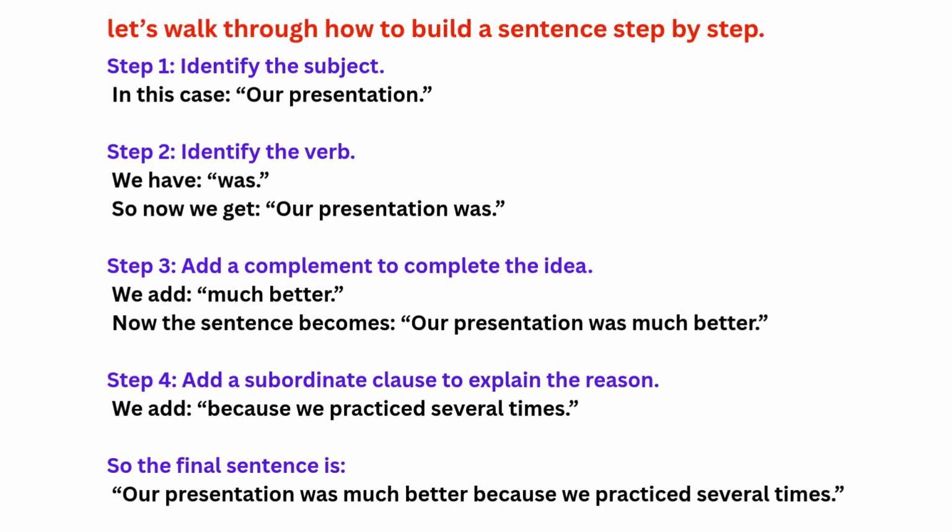Now, let's walk through how to build a sentence step by step. Step 1. Identify the subject. In this case, our presentation. Step 2. Identify the verb. We have was. So now we get our presentation was. Step 3. Add a complement to complete the idea. We add much better. Now the sentence becomes our presentation was much better.